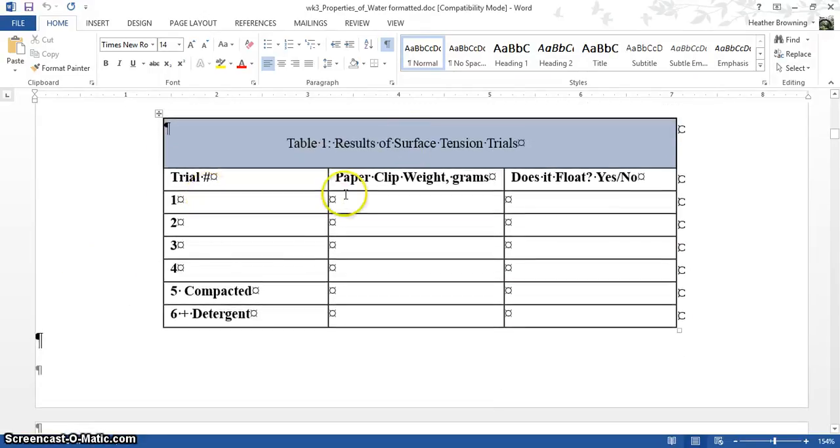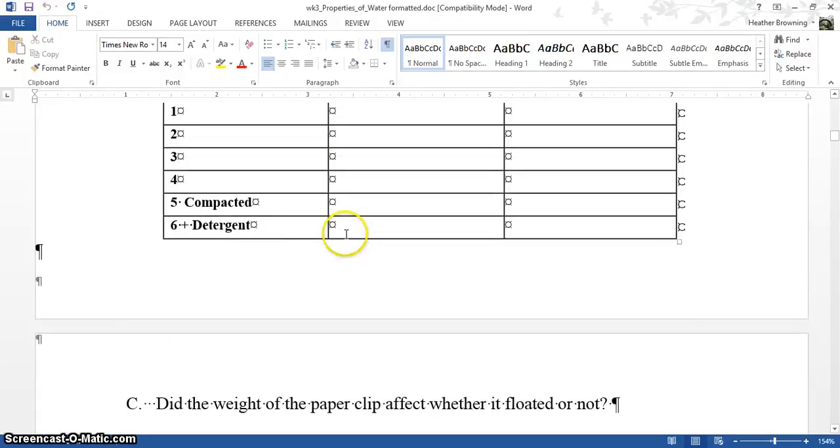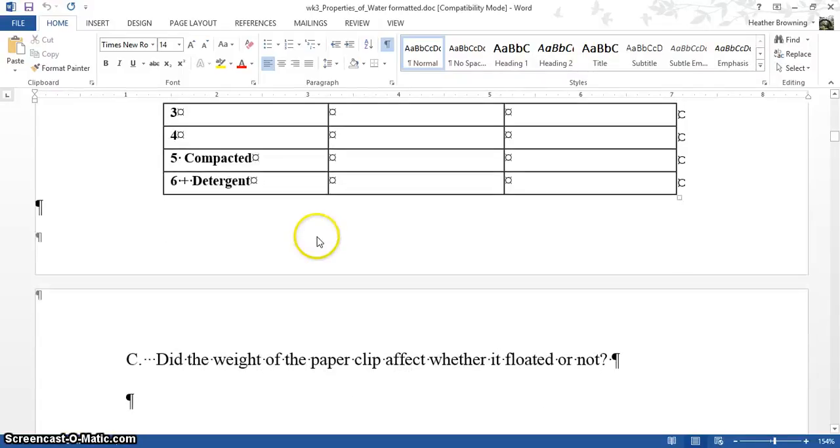And then in here you'll have your different trials, your paper clip, did it float, try it compacted, try it with detergent, just for fun. It says detergent is optional in the original version, but just do it. It doesn't take any effort. It's fun.